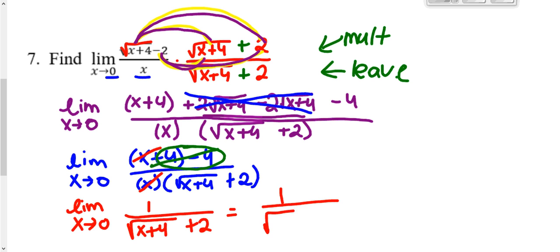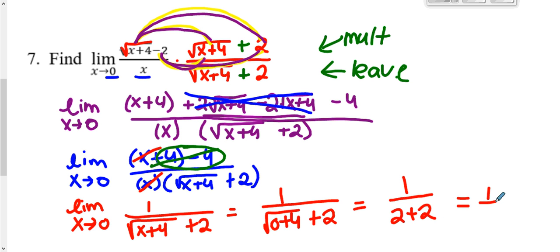1 over the square root of 0 plus 4 plus 2. 1 over 2 plus 2 is 1/4, same as the last one. And that's our answer.